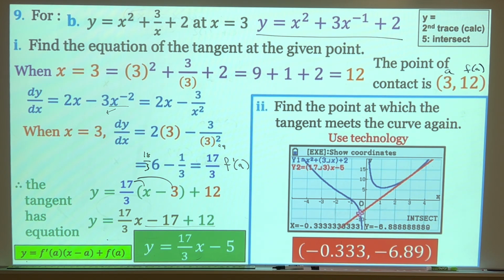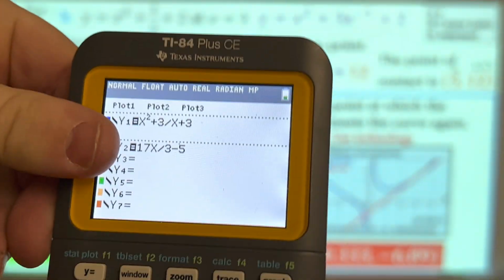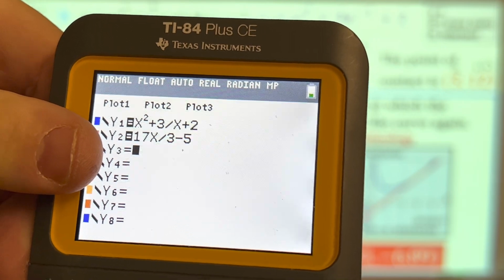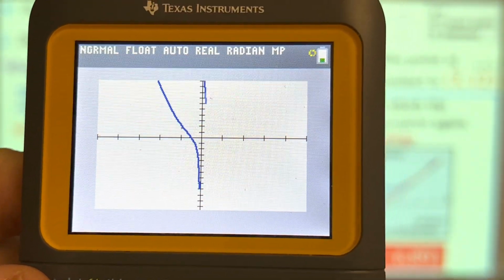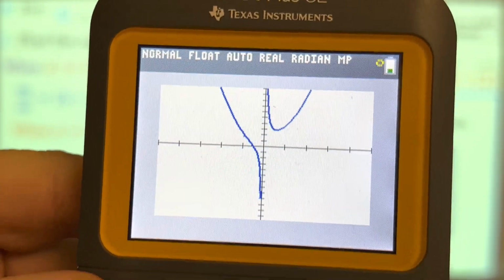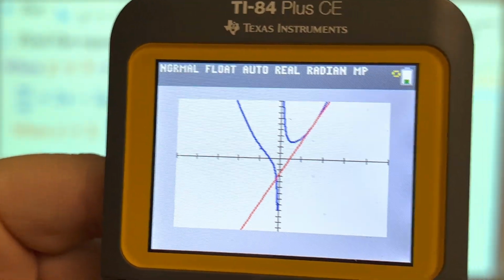Negative 6.89. Wait a second. How is that different than what I got? Oh, I messed up. Look at this. I put plus 3. This should have been plus 2. Enter. Enter. Graph. All right, I made a boo-boo. My graph looks different. That's why my numbers were different. All right. Come on, hit.